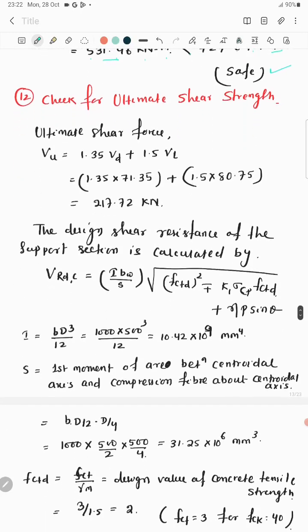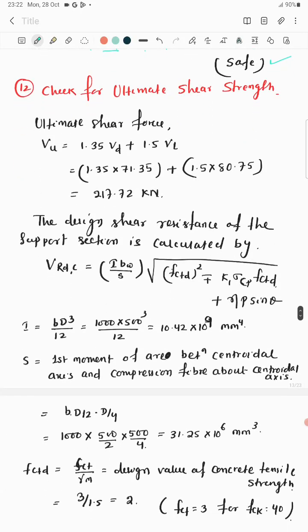Okay. The next step, check for ultimate shear strength. The expression for ultimate shear force, that is Vu, is equal to 1.35 times the shear force due to dead load plus 1.5 times the shear force due to live load. We have already calculated the shear force due to dead load, that is 71.35, and the shear force due to live load is 81.75.